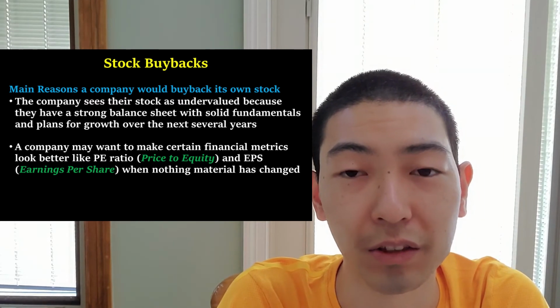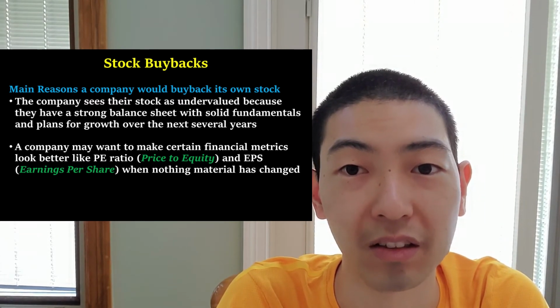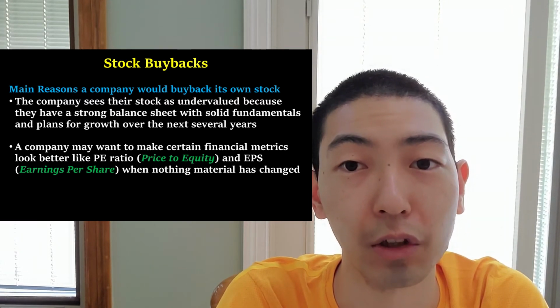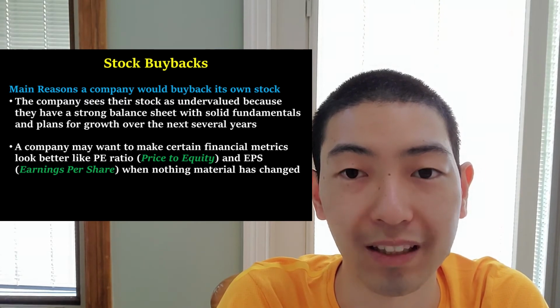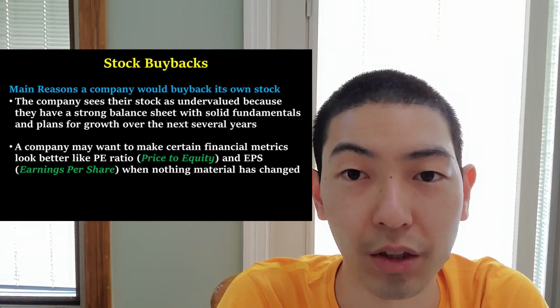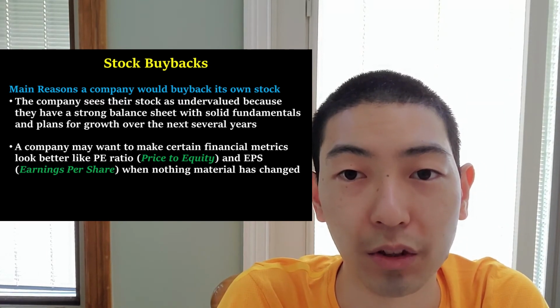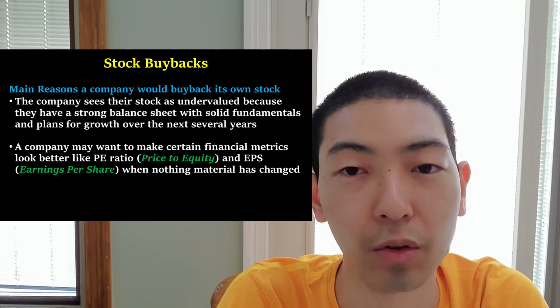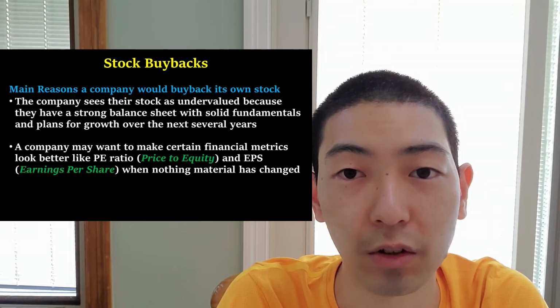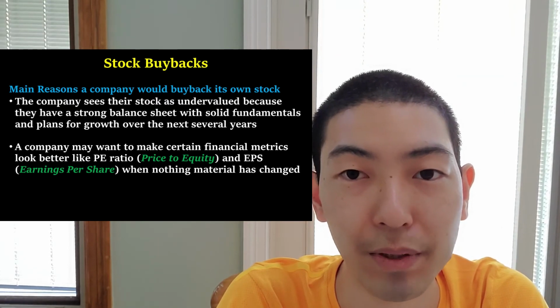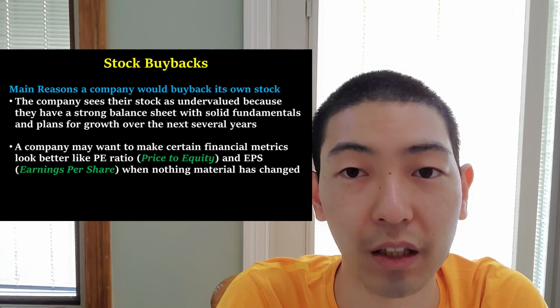A negative signal for investors can sometimes be a buyback of shares because a company may want to make certain metrics look better, like PE ratio or EPS, when nothing material has changed. The price to earnings ratio relates to a company's stock price to its earnings per share, but when you reduce the total number of outstanding shares, both ratios improve. A high PE ratio could mean that a company's stock is overvalued, so by reducing the number of shares, it makes the PE ratio lower. EPS, or earnings per share, is calculated using a company's profit divided by the outstanding shares of its common stock.